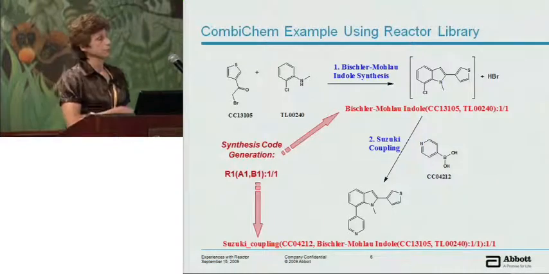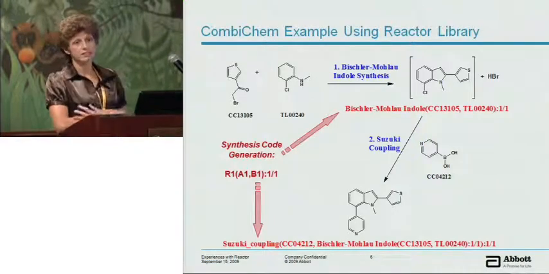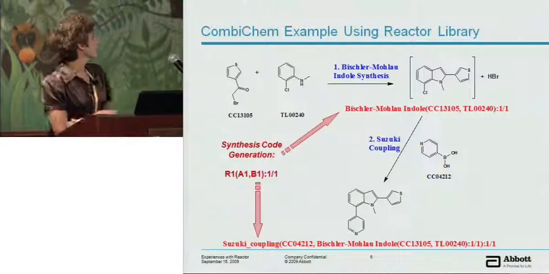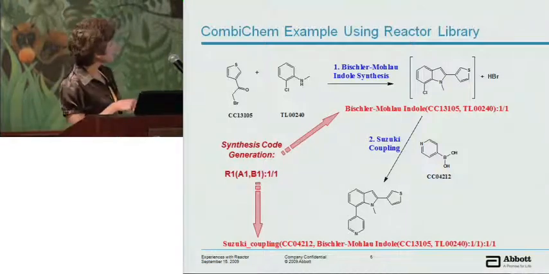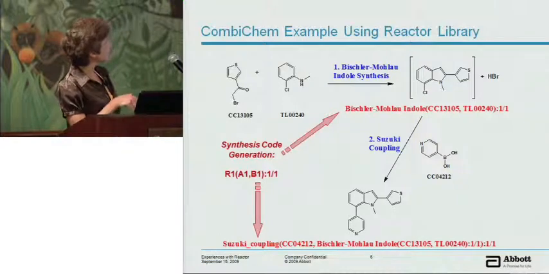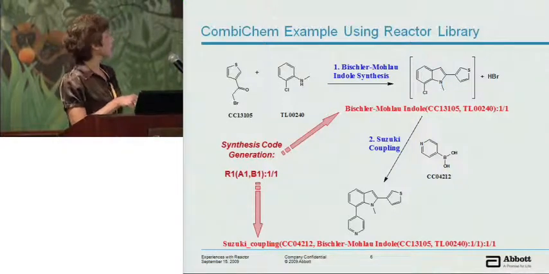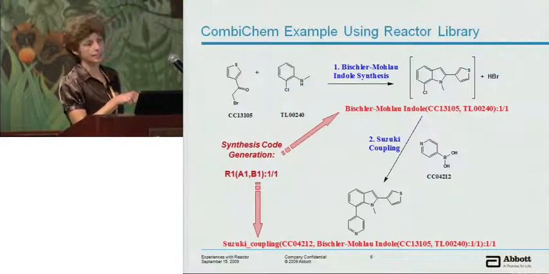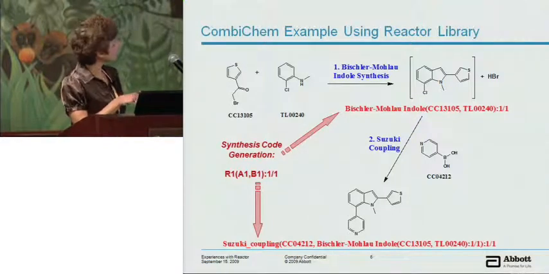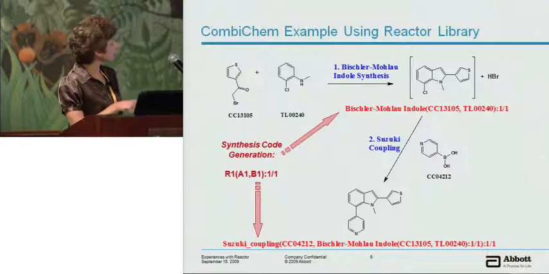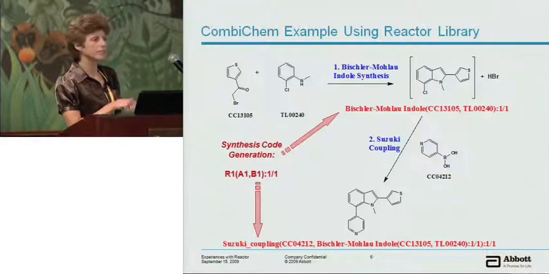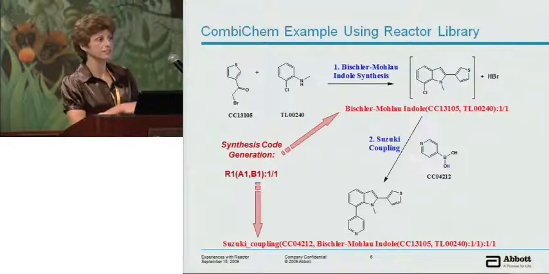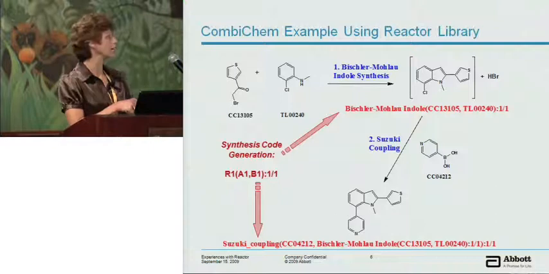So here's an example of a two-step Combichem synthesis that I actually tried to enumerate in Pipeline Pilot. I used the Bischler-Mohlau indole synthesis first to create a ring system, which I then took any of the products that had halogens, that could be further reacted in the Suzuki coupling to give this final library of compounds. In this slide, I actually show some of the synthesis code that is generated by Reactor.